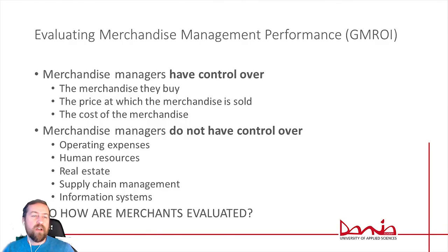All right. So to summarize a little bit, the merchandise managers, the people who are managing the category, decide what to buy. They decide the price for which the merchandise is sold, and to some extent, the cost of the merchandise. However, they don't have any control over the operating expenses. They don't have any control over who is doing what, how much they get in salary, or the real estate or the space where it's located, the supply chain management, or the IT system.